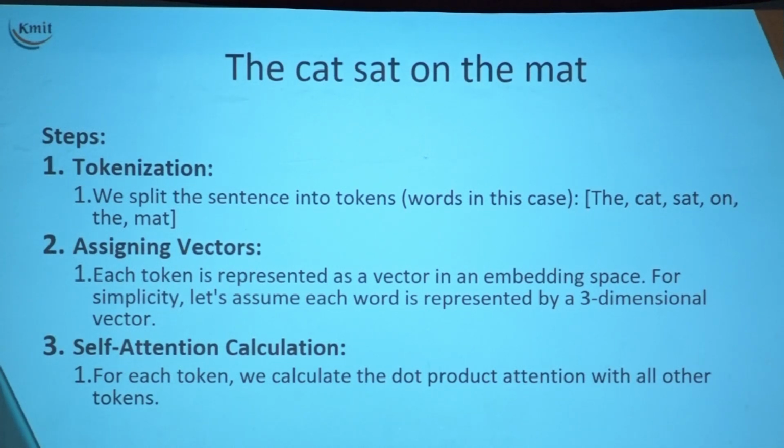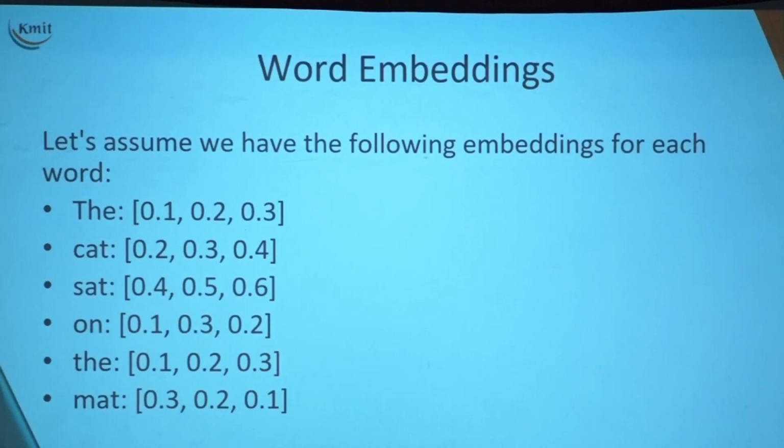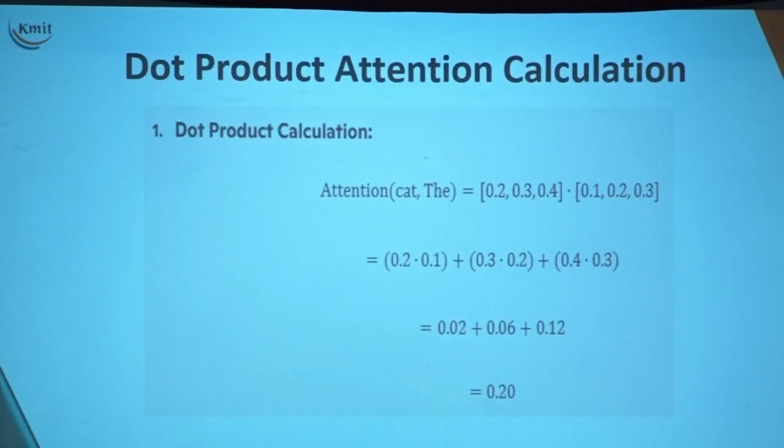Assigning vectors, for simplicity, because we are doing manual calculations, I am assuming them to be 3-dimensional vectors, and we will use dot product attention and self-attention in it. So, let us assume these are your word embeddings I have randomly generated. For ease of calculation, only one precision. So, 0.1, 0.2, 0.3 and so on, all of them I have got my word embeddings. Clear everybody? Now, first dot product calculation.